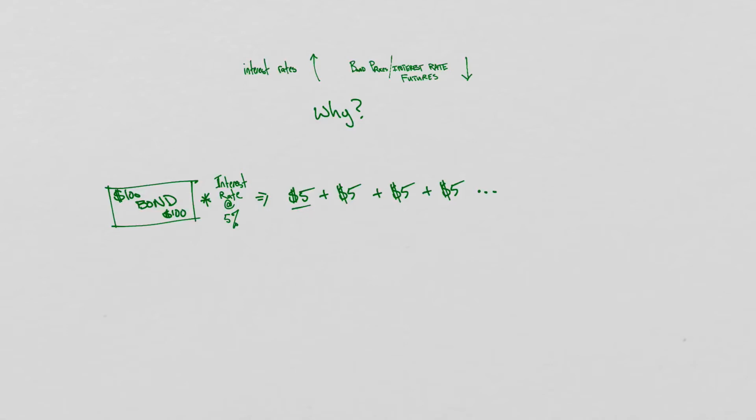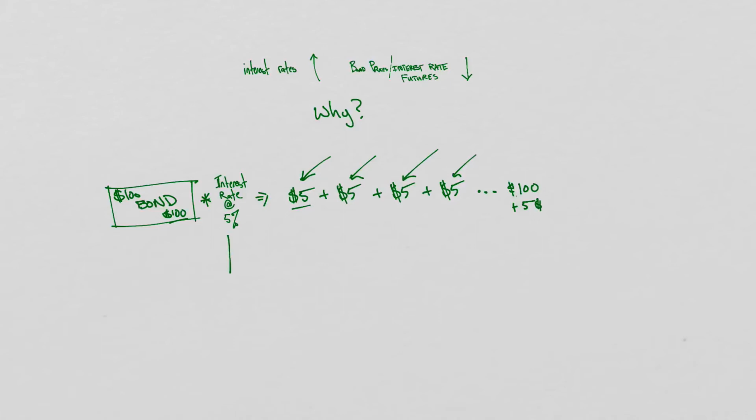But suppose that a year or so later, interest rates moved up, so that now any new bond that gets issued has to offer 7%, because interest rates are just higher in the market today. If that's the case, then any new bond that gets sold in the market has to offer a coupon of $7. And that's what that firm has to commit to for the life of this bond.